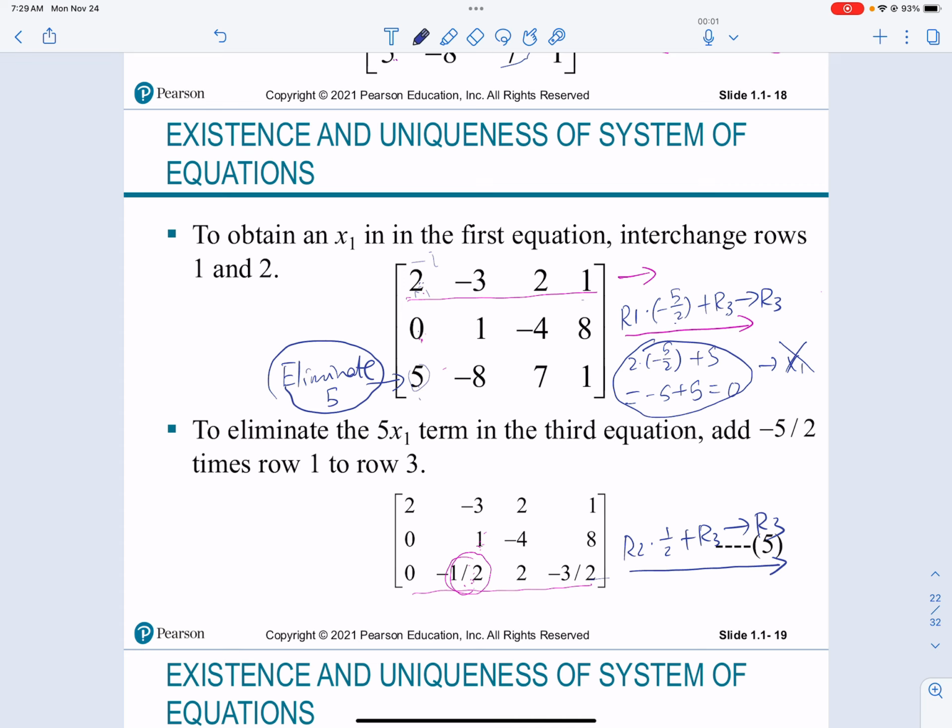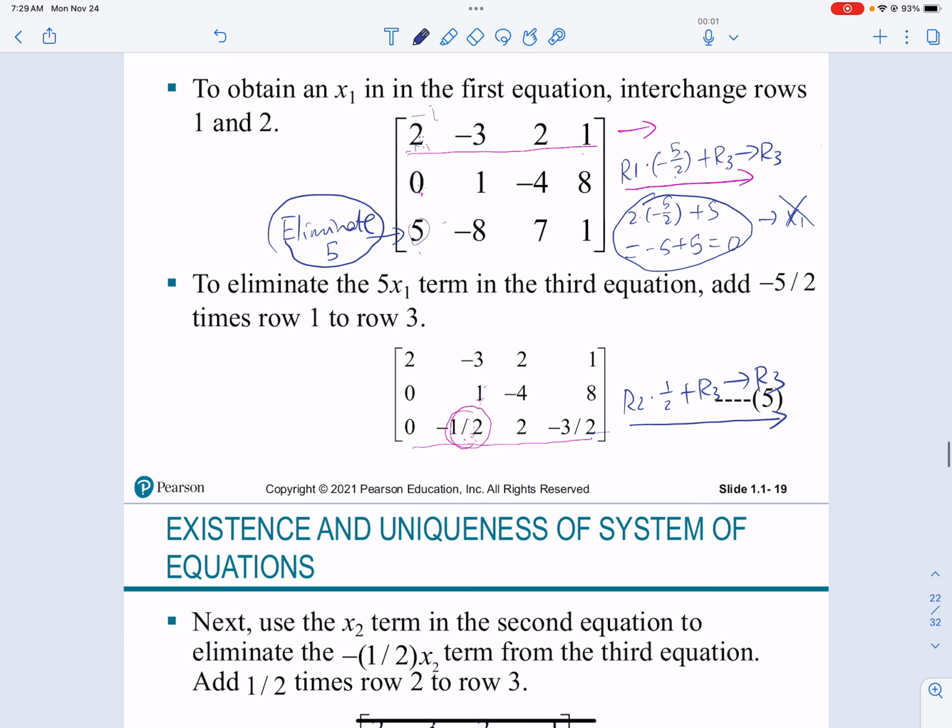And when you get here, what should you do to get rid of the negative half? It is R2 times a half plus R3. Are you guys with me? If you can do that, it will be this. Are you guys with me? So R2 times a half, this will be what? A half. Here will be what? Negative 2. Here will be what? 4. Are you guys with me? Then you add this number. So what do you guys get?